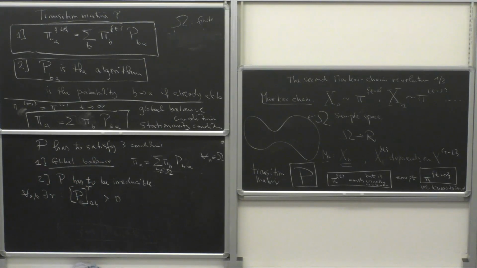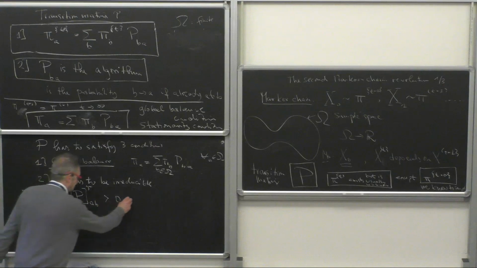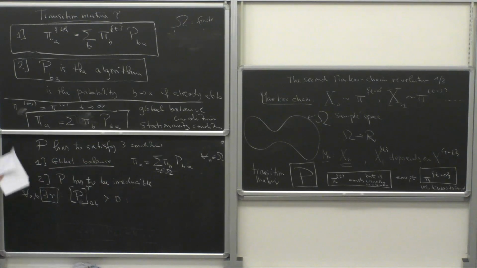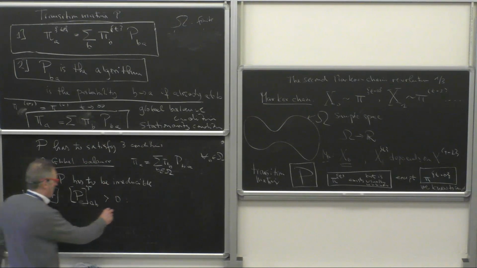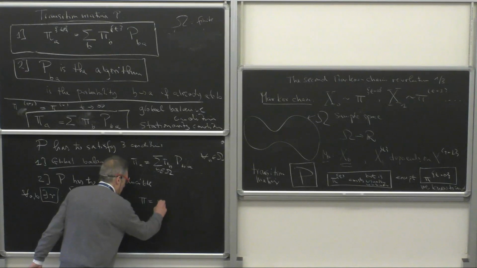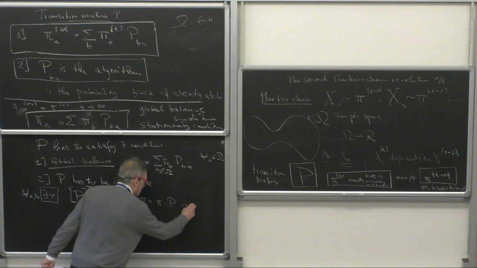Okay, so what it means, vulgo, in usual words, is that you have to have a finite probability to go from any A to any B after a certain time. So if there exists an r for any A and B such that P_AB of r is larger than 0, then the solution pi equal to pi times P is unique.